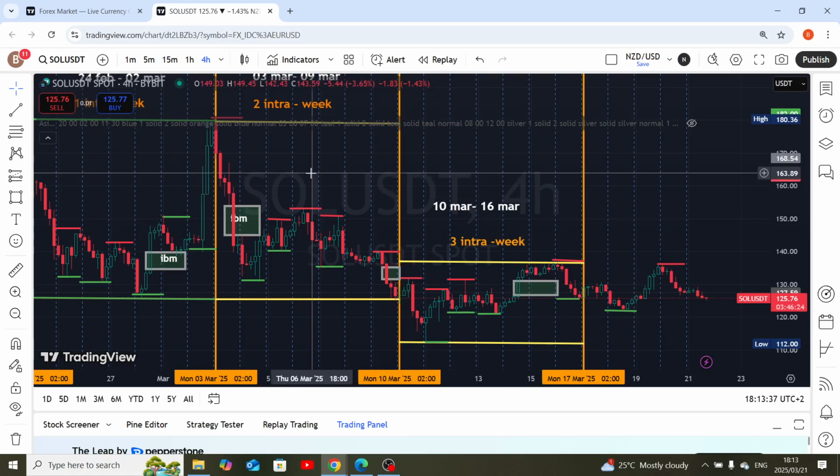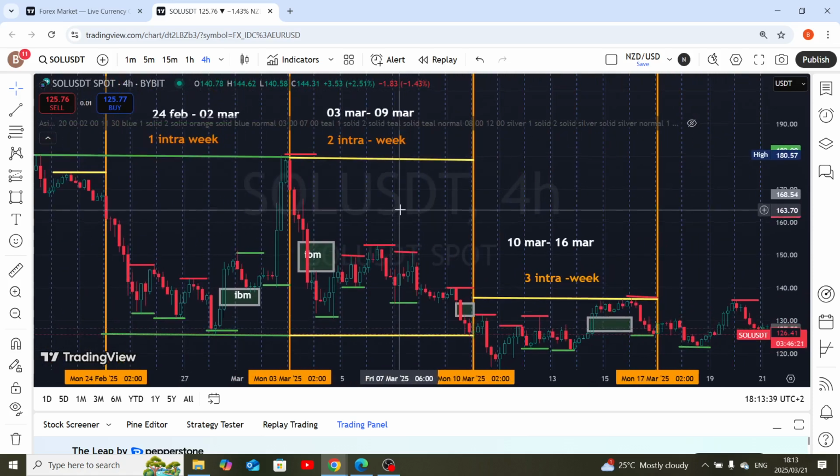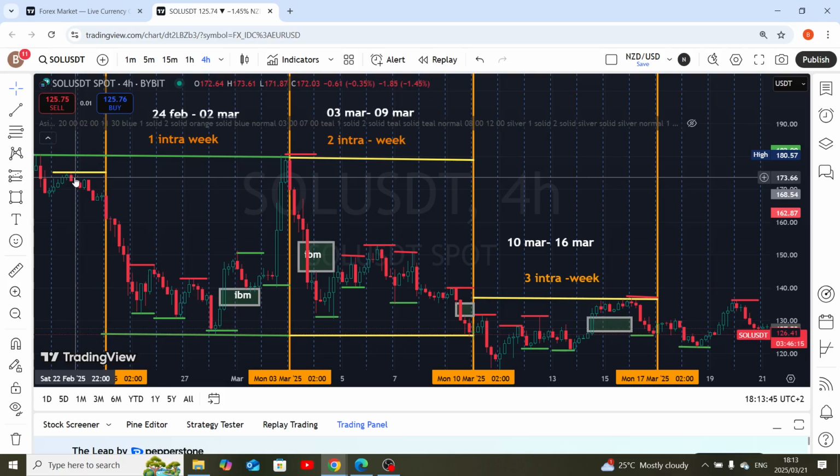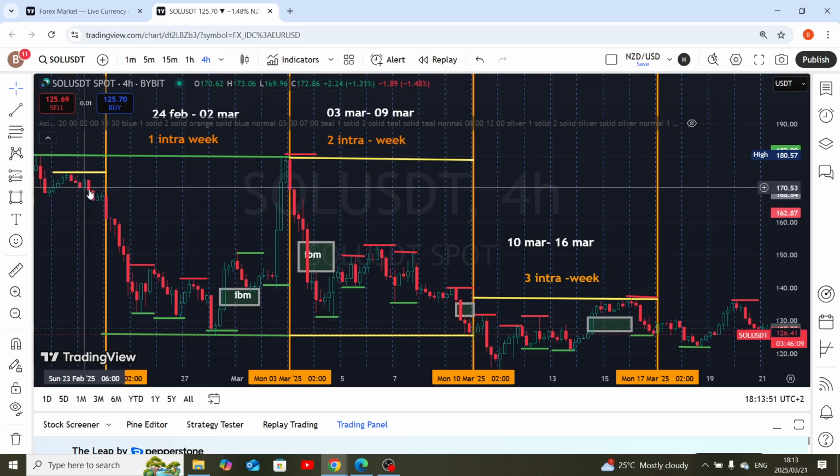So now we are going to the first intra week. We see that on the last 2 days of the previous intra week, before the first intra week, we had a sell order. So the market was bearish, and then the sell continued on the first intra week.